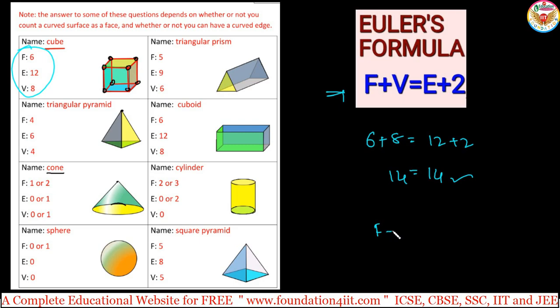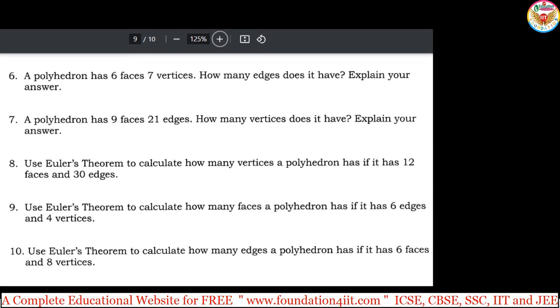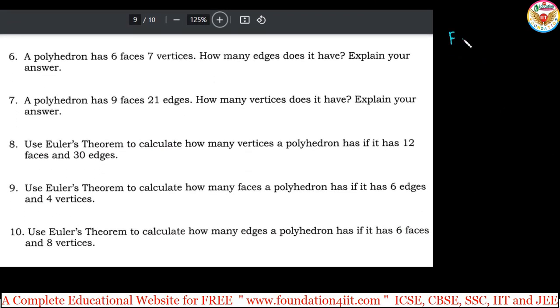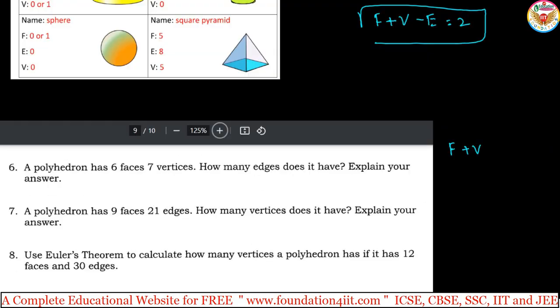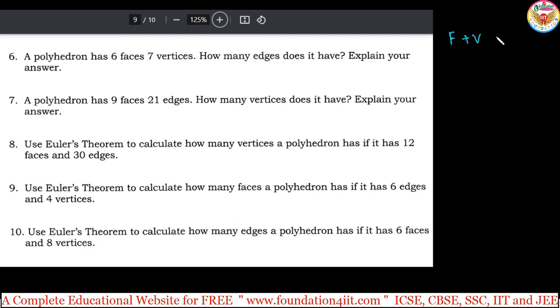Some books can write even f plus v minus e is equal to 2 also. Both are the same: f plus v minus e is equal to 2, or f plus v is equal to e plus 2. Same. So using this formula, faces plus vertices is equal to e plus 2, or minus e is equal to 2, we can take e plus 2.